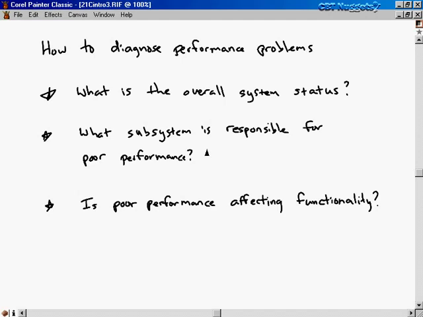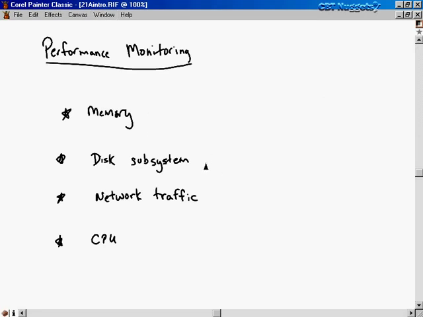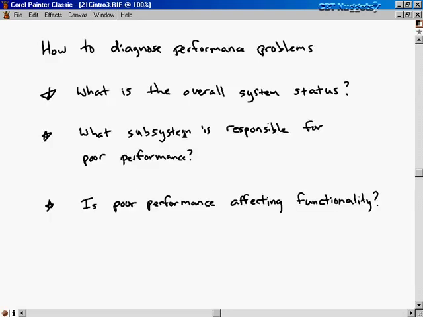Then you need to narrow down the subsystem that's responsible for the poor performance. Like on the first slide, we said what the four systems were: the memory, the disk subsystem, the network traffic, or the CPU. We want to narrow down and say which one of these is the cause of the poor performance. Then the final question is, is the poor performance affecting the functionality of the system? Is this some temporary thing that's happening that you can completely explain and that you don't expect to happen again? Or is it something that happens regularly, but it really doesn't affect the functionality of the system?